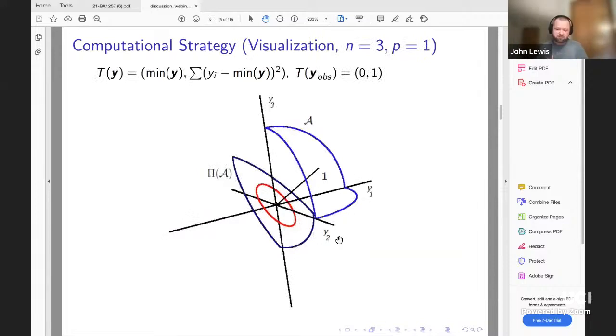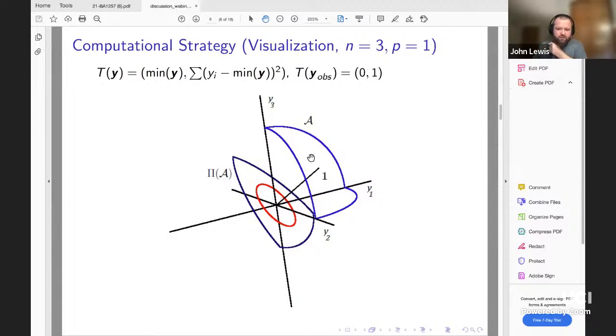Here's the notional example that I find helpful every time I think about this problem, and it proved very useful when we were working this out. I'm not saying we'd ever want to condition on this statistic or ever be in a problem like this, but we have n equals 3 and p equals 1. The location statistic here is just the min of Y, and then the scale would be the square deviations from the min of Y.